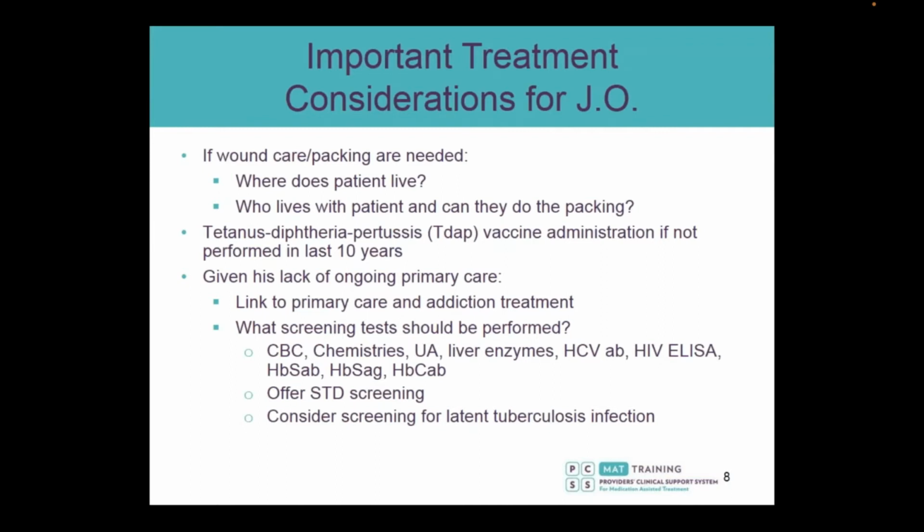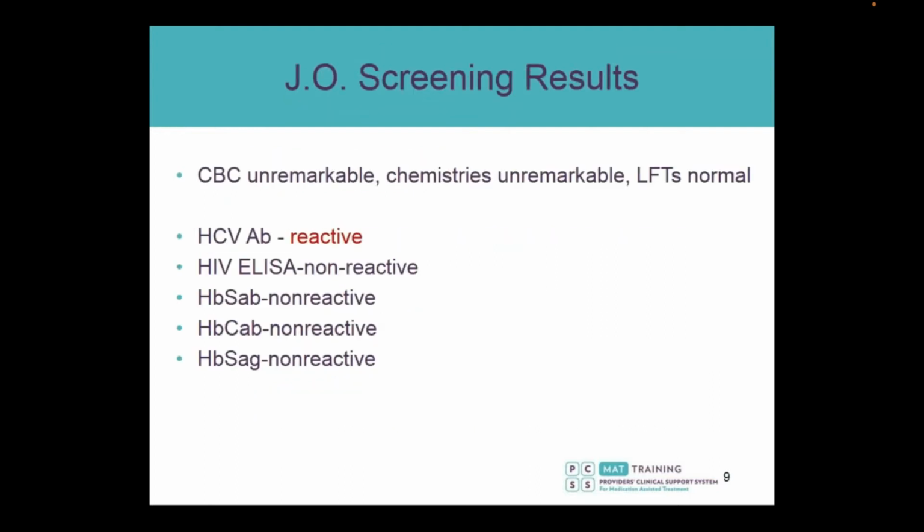Given his multiple female sexual partners and lack of barrier protection, we should be offering STD screening and consider screening for latent tuberculosis infection. So these screening tests are performed and come back, and we find that J.O. has a CBC which is unremarkable. Chemistries and LFTs are also normal.